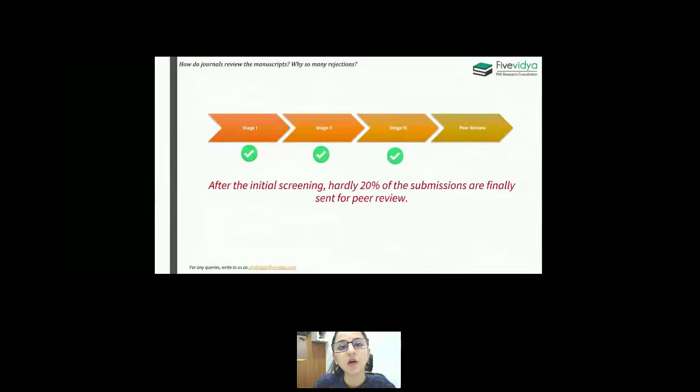If you clear all the first 3 stages of screening, that is the desk screening stage, then you are lucky enough that you have cleared the initial screening and now you have reached the stage of peer review. After this initial screening, if you see the statistics, you will get to know that hardly 20% of the submissions finally are sent for peer review.